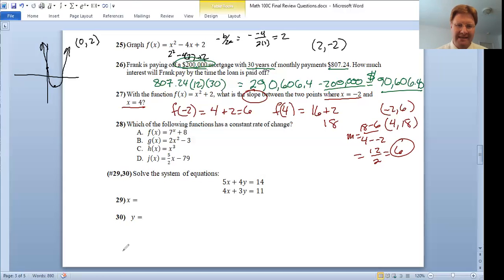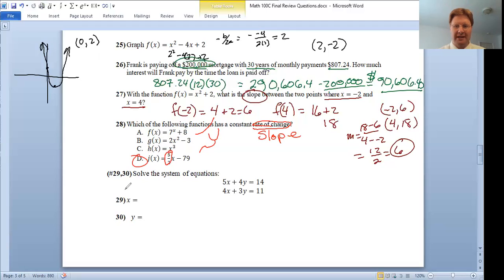Number 28. Here we have, which of the following has a constant rate of change, which is the same thing as saying a constant slope. This guy keeps changing. He's going to graph like that. That guy's a parabola. He doesn't have a constant slope. This guy kind of looks like a chair. And this one, y equals mx plus b, has a constant slope. You'll be expected to identify that.